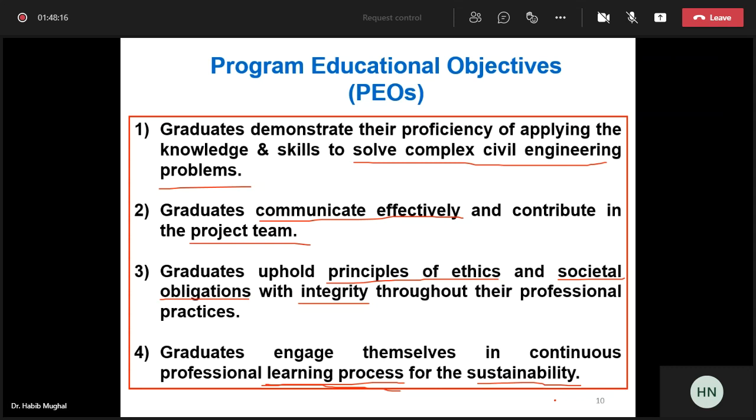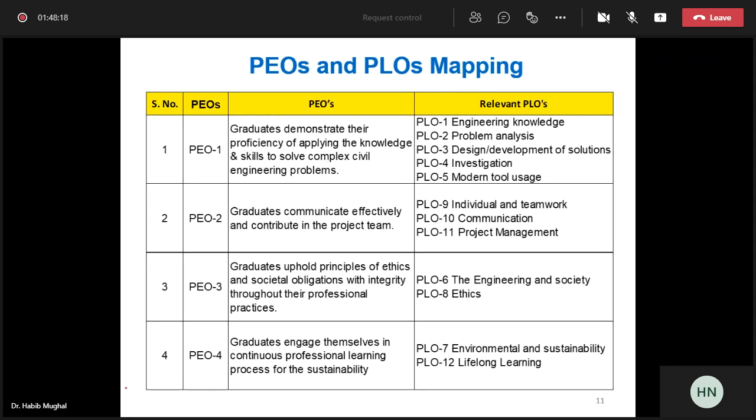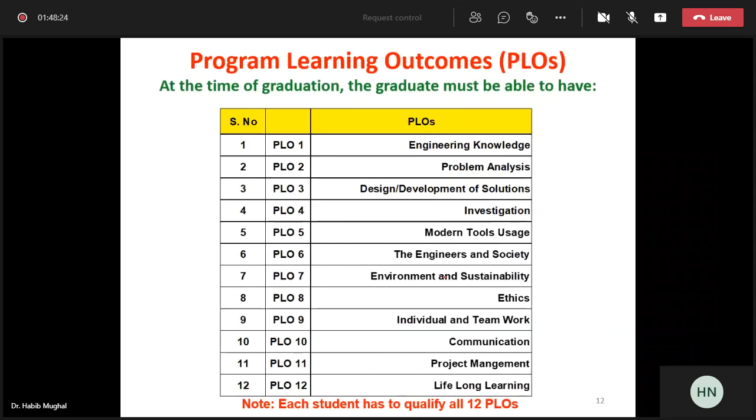Now, this is the PLO and PEO mapping. I am skipping it because the time is too short. And these are our 12 PLOs, program learning outcomes. You all must pass all these 12 PLOs by the time of graduation. When you graduate, all 12 out of 12 must be passed by you.